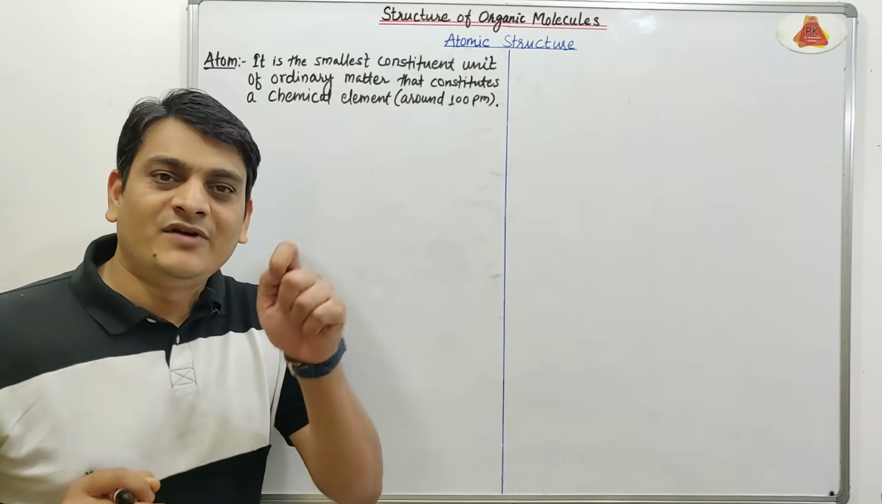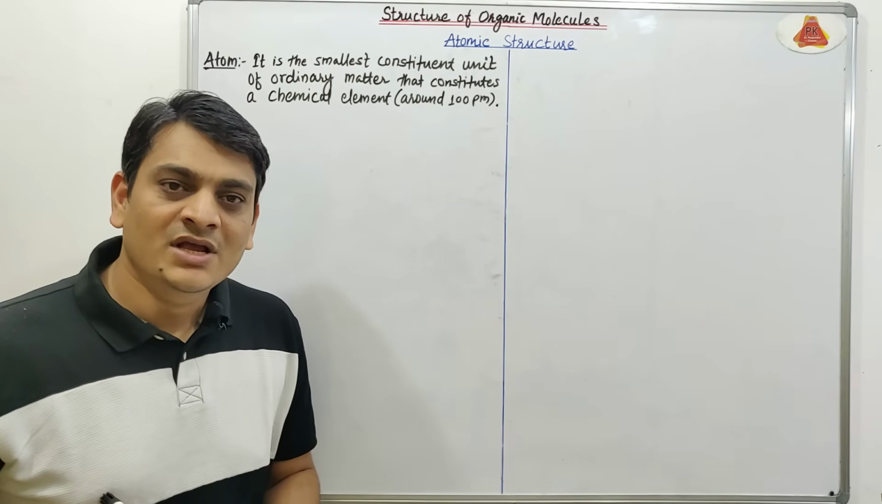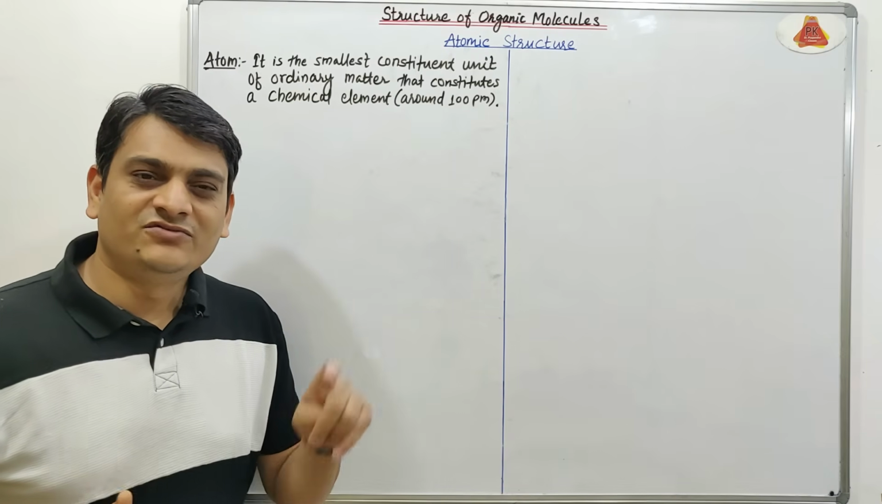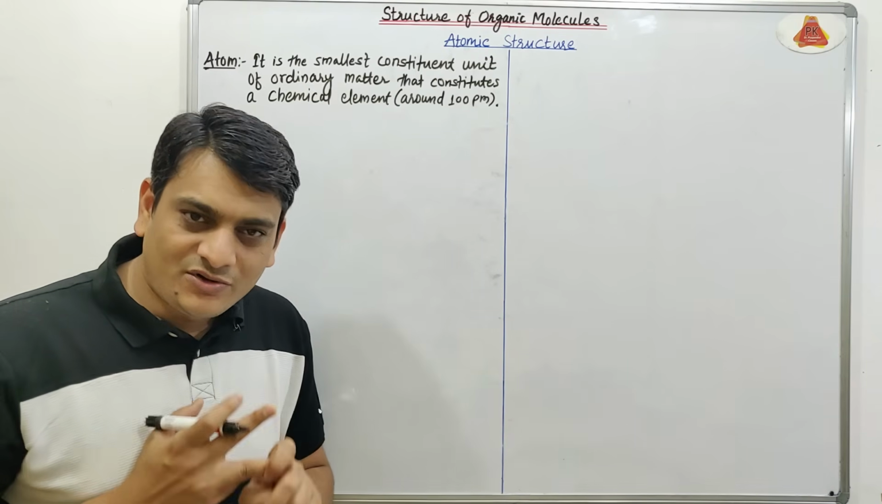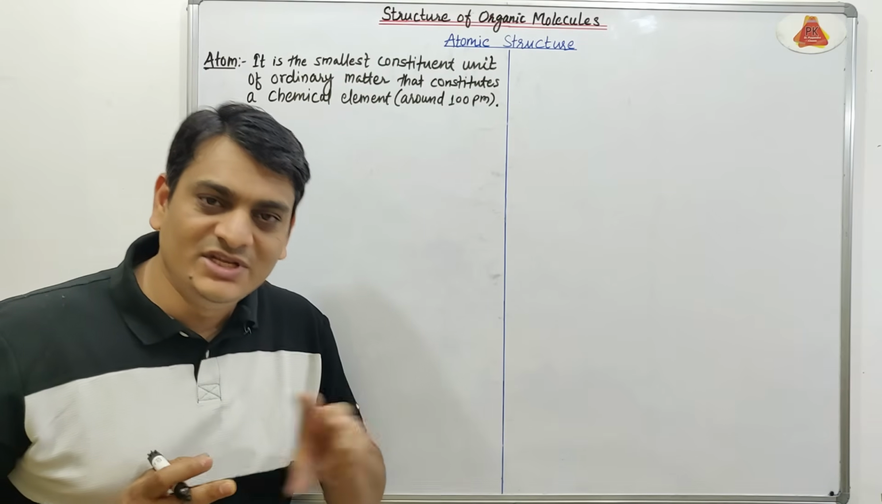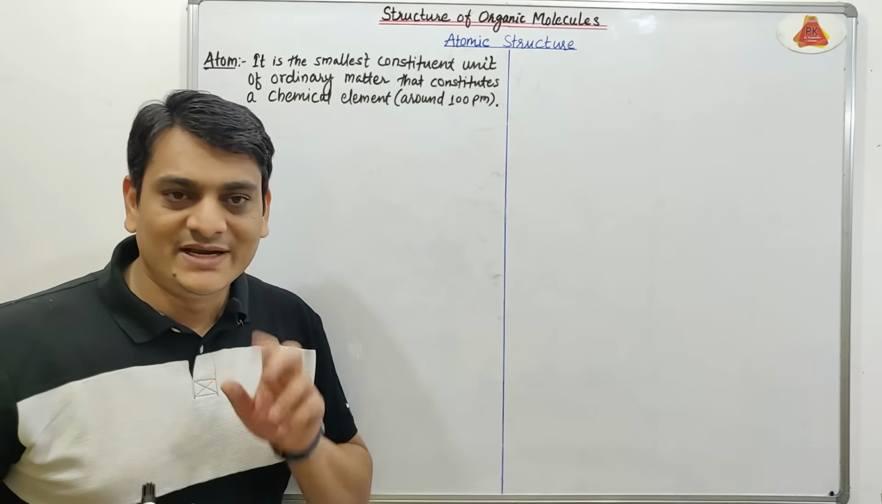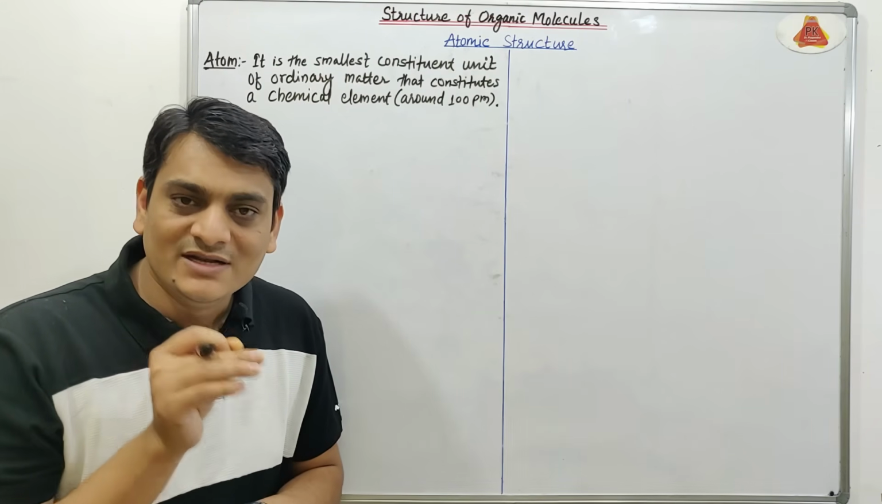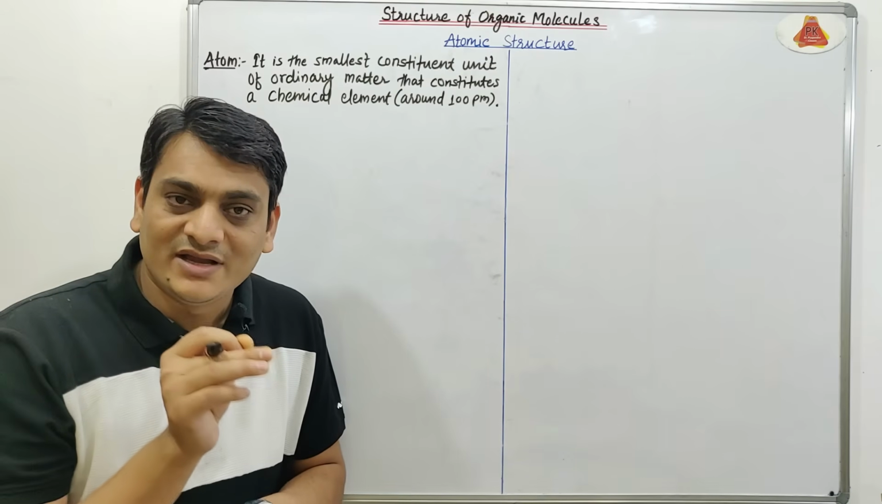Now coming to the fundamental particles of this atom. It is constituted by three fundamental particles. First one is proton, second one is neutron. Both proton and neutron are present in the nucleus of the atom, and the third one is electron. So coming to the details of these fundamental constituent particles of the atom.